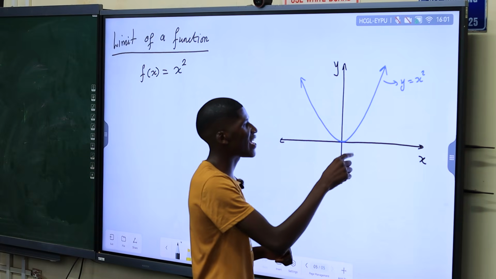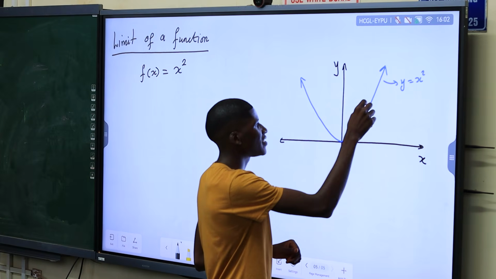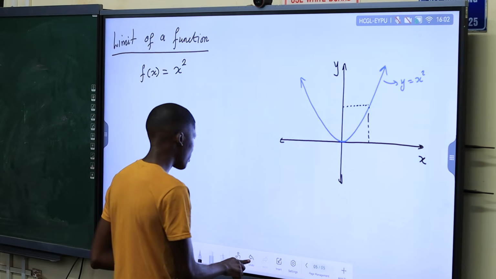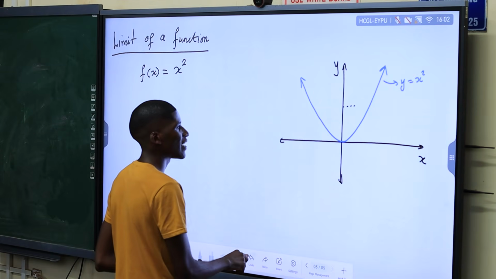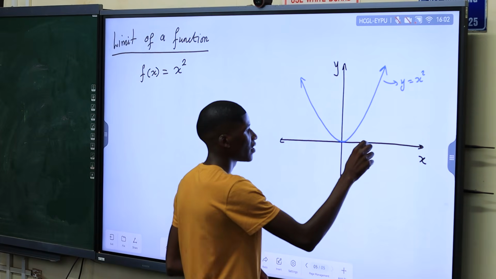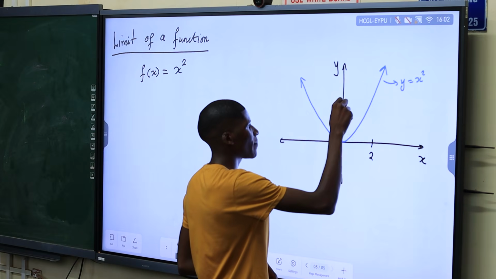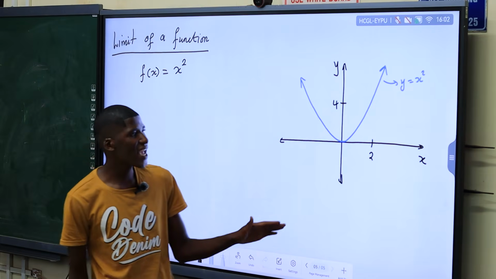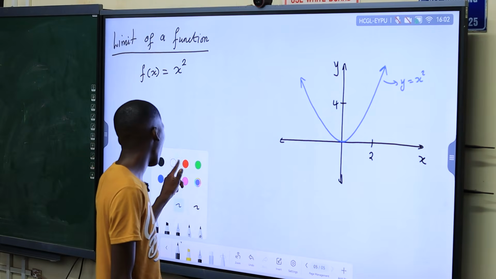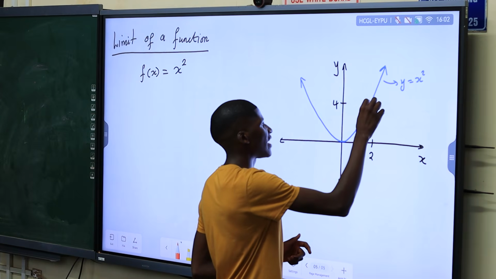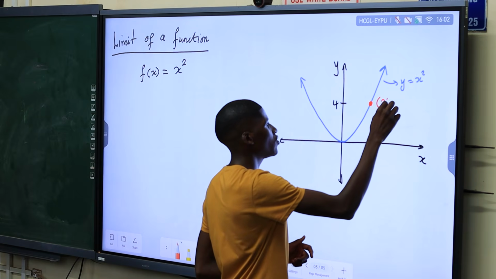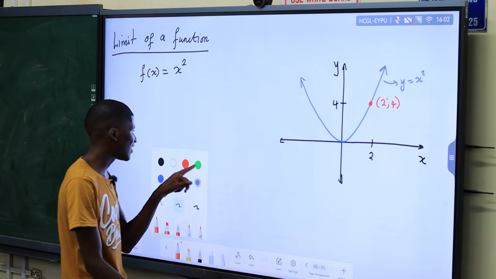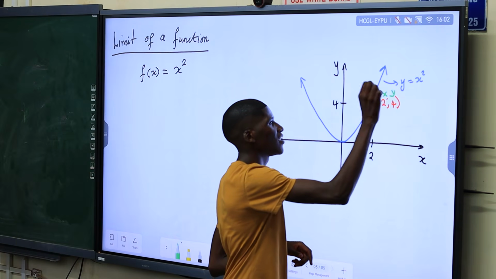So let me say I'm going to put a point, a coordinate. I'm going to have a coordinate of x is equal to 2, and y must be 4 in this parabola, right? So when x is equal to 2, y is equal to 4. This is the point here. This is basic stuff. This is the x coordinate. This is the y coordinate.